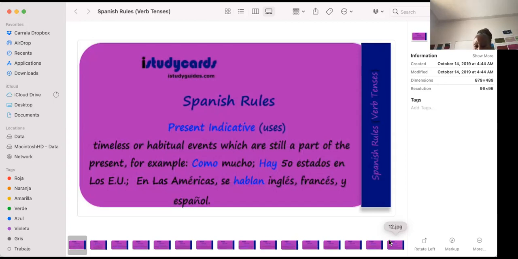By the way, haber is an irregular verb. That's why it looks strange. Comer is not, and hablar is not. And we're talking about timeless or habitual events, right? I eat a lot. That's something that you do every day. You're not talking about what you're doing now. You're talking about what you do every day.